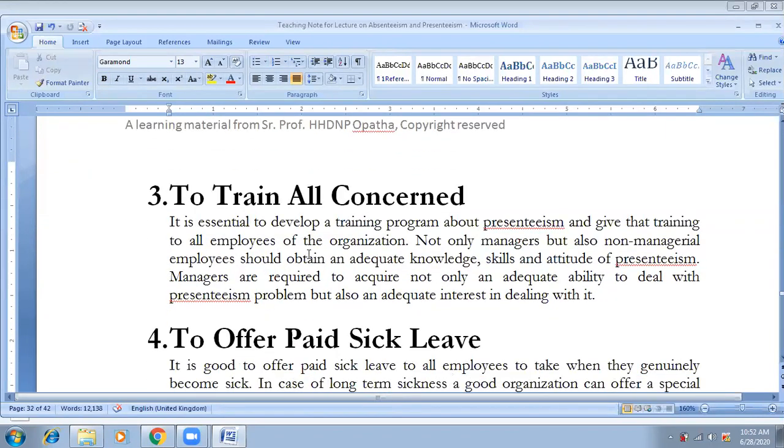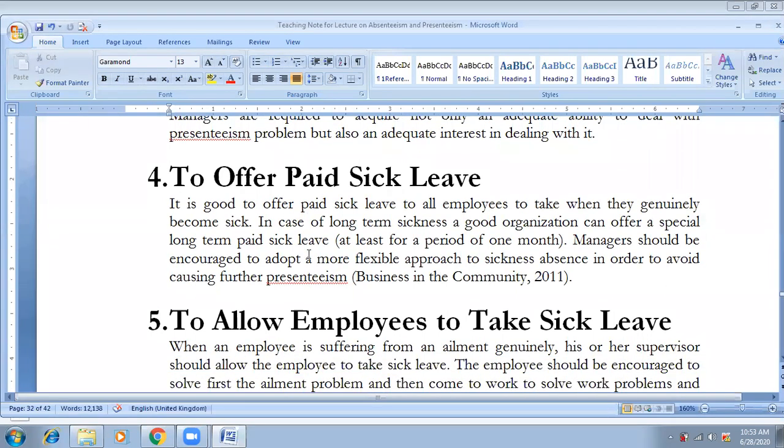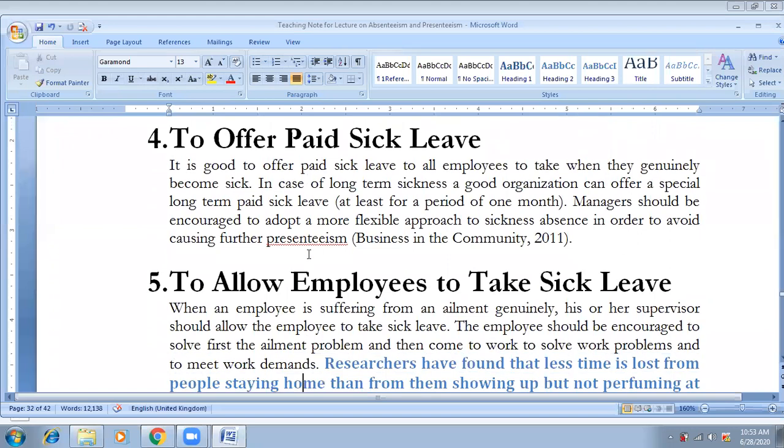Right. Next one, to train all concerned. And another strategy, to offer paid sick leave when people are sick. No need to hesitate. Give paid sick leave. Then people will decide to stay at home until they recover. Especially in the case of corona, this is compulsory. Corona is the most dangerous disease, I think.